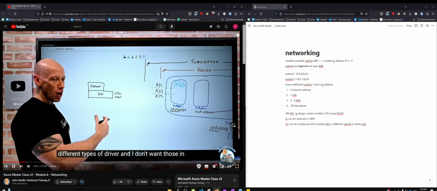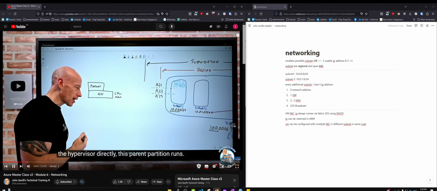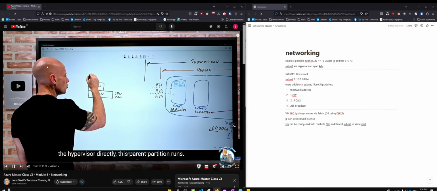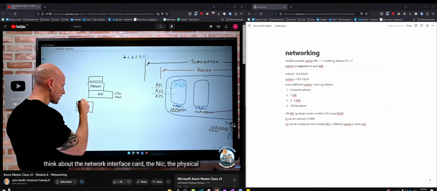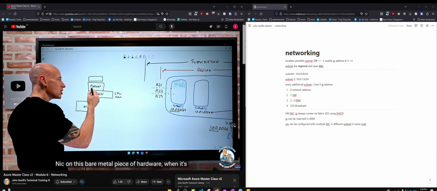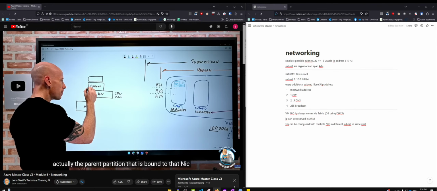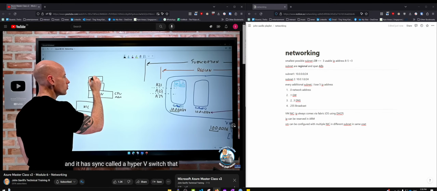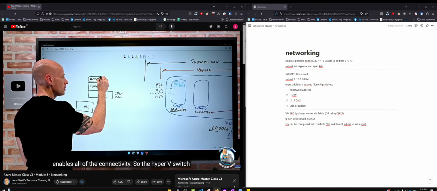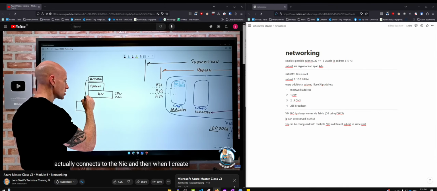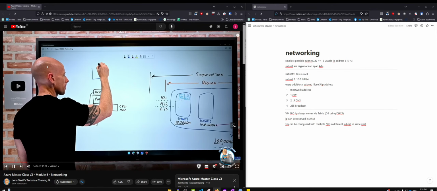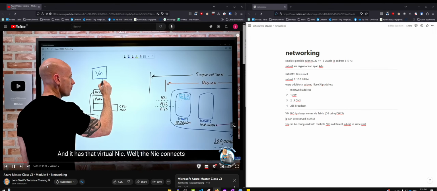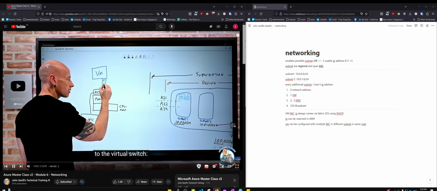requiring different types of driver, and I don't want those in the hypervisor directly, this parent partition runs and connects to other types of hardware. So if I think about the network interface card, the NIC, the physical NIC on this bare metal piece of hardware, well, it's actually the parent partition that is bound to that NIC. And it has something called a Hyper-V switch that enables all of the connectivity. So the Hyper-V switch actually connects to the NIC. And then when I create my virtual machine, and it has that virtual NIC, well, the NIC connects to the virtual switch.